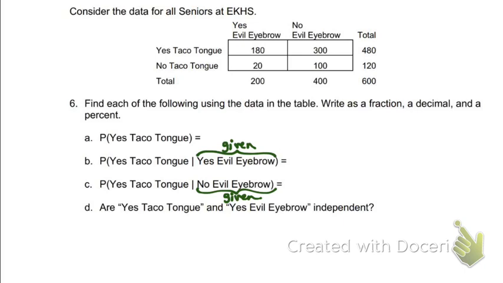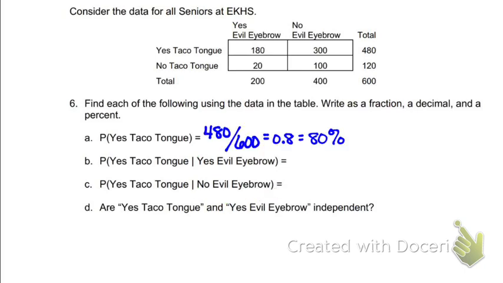Okay, so we've got data for the seniors at Eastern Kenwood High School. What proportion of these seniors can taco tongue? 480 out of 600. What is the proportion of seniors that can taco tongue, given that we know they can evil eyebrow? 180 out of 200, or 90%.